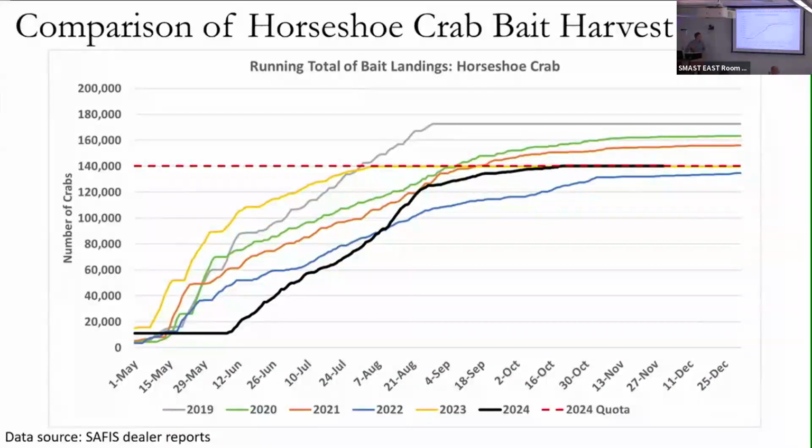This is a running tally of the number of crabs that were caught. So basically you see the big flat line where no crabs are coming in, then it went up towards the quota. In 2023, there was a lot more harvest during the spawning season. You see those little gaps, those stops here. These stops are where the limit closures were, but there's a lot of harvest between those limit closures.